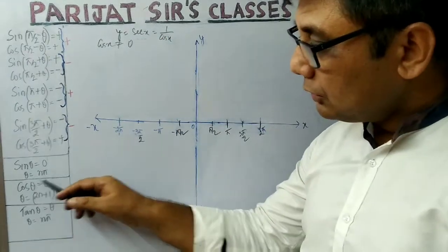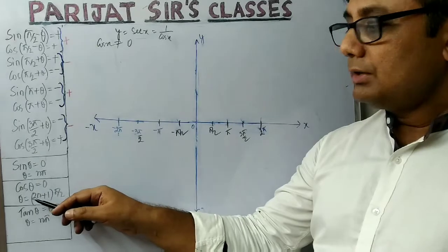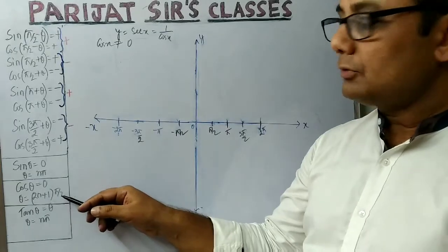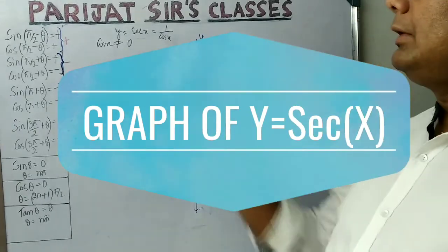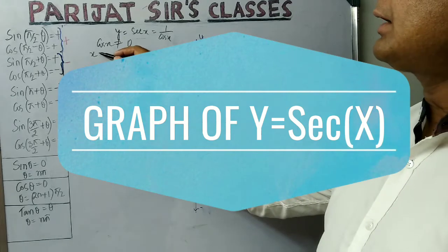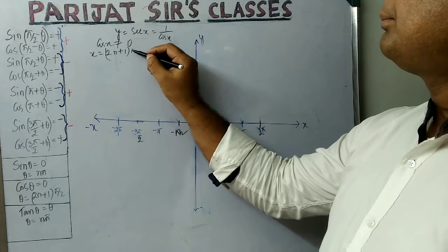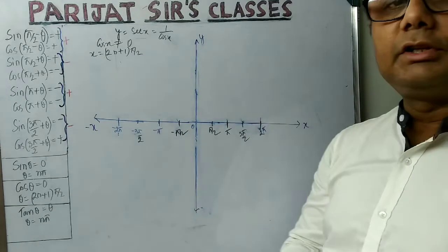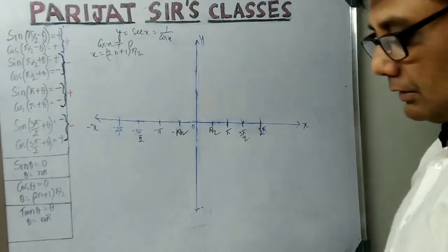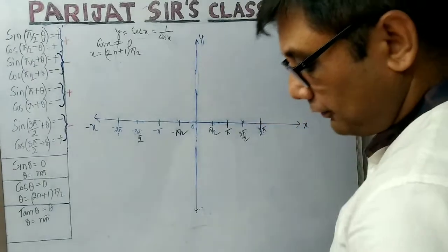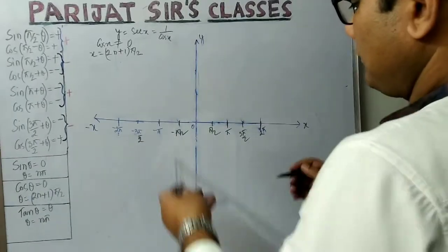Now this function will be invalid when cos x is 0. Okay, now cos theta is 0. What is the condition? Theta equal to (2n plus 1) pi by 2. That means I will not choose any value of x which is (2n plus 1) pi by 2. I will not choose these values. Okay, so let's first of all plot the graph.